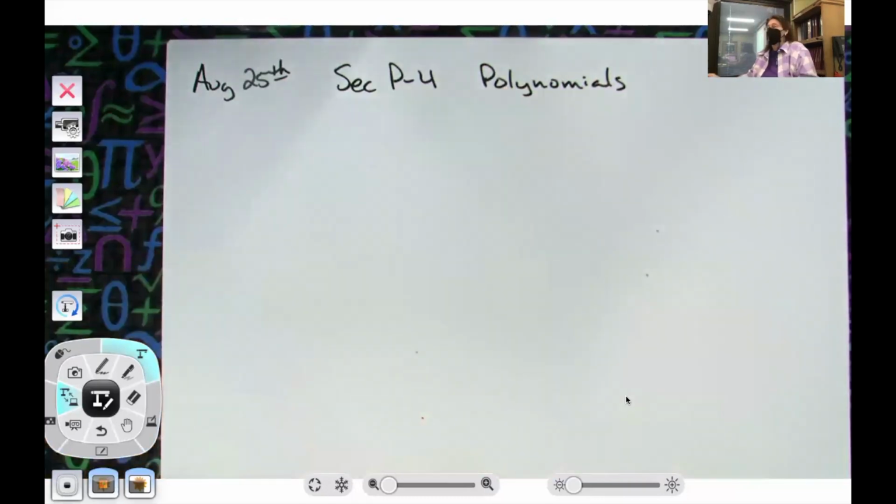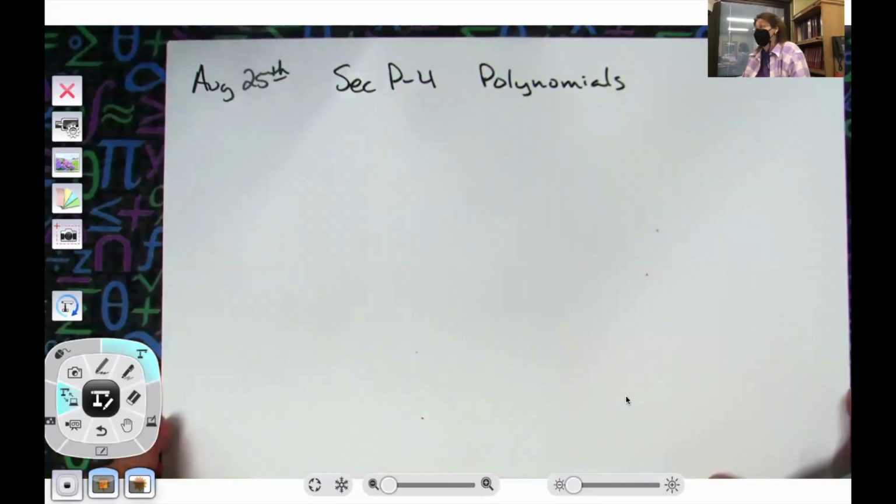And across the board, polynomials are not difficult. You make a lot of silly mistakes. You drop negatives, you multiply something wrong, you add wrong.